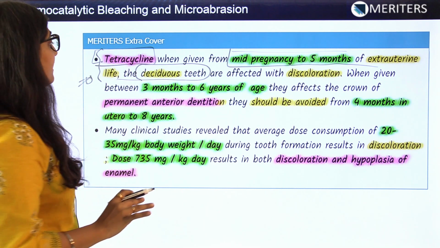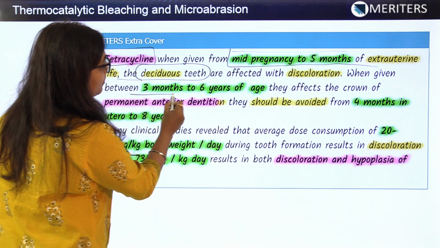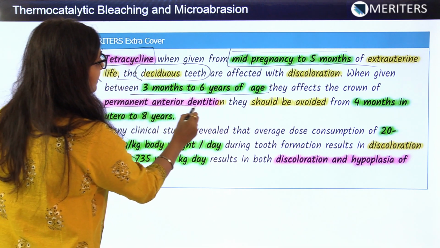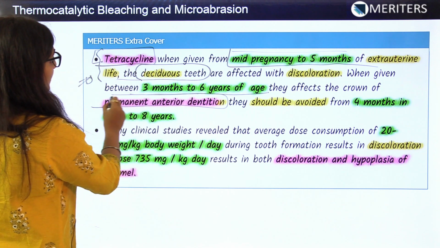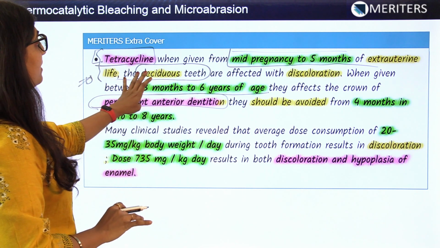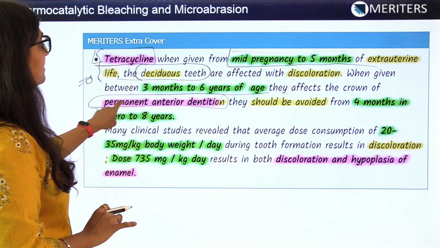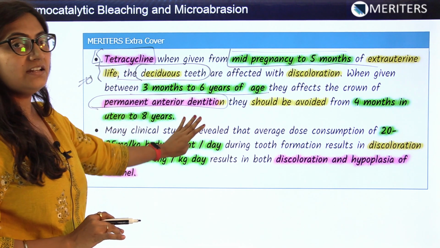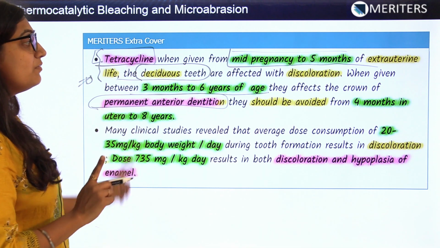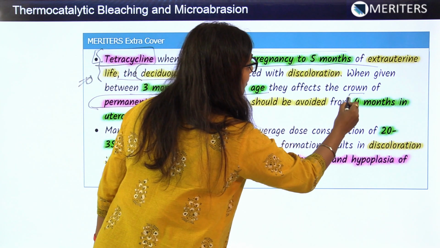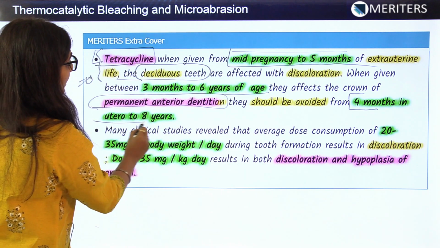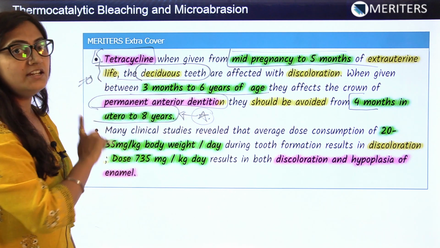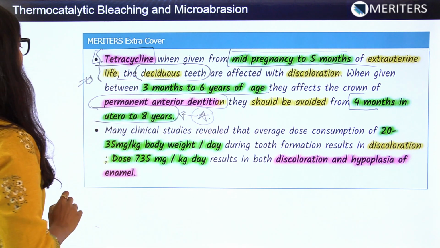When tetracycline is given between 3 months to 6 years of age, then it affects the crowns of permanent anterior dentition. So basically, the first is the time period for deciduous discoloration. The second one, 3 months to 6 years of age, is the time period for permanent anterior tooth discoloration. So it should be avoided from 4 months in utero to 8 years. Very important. Tetracycline should be avoided from 4 months in utero to 8 years of age.